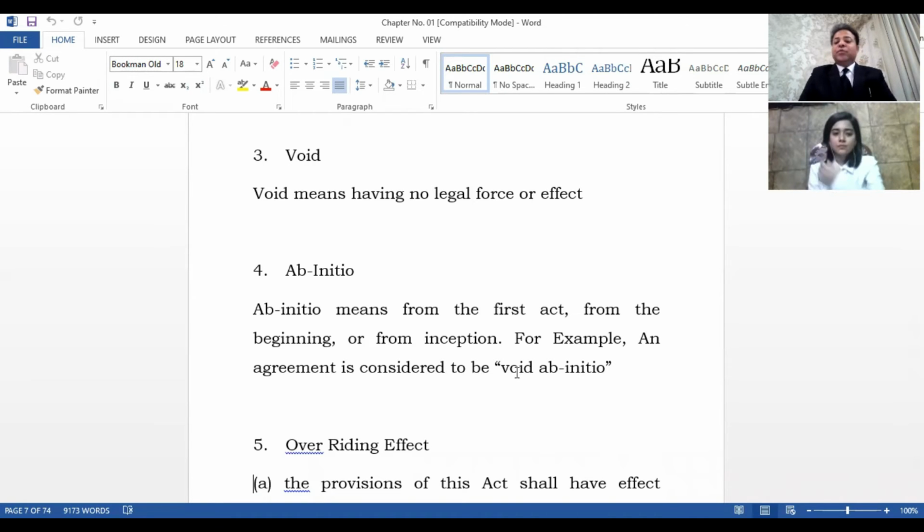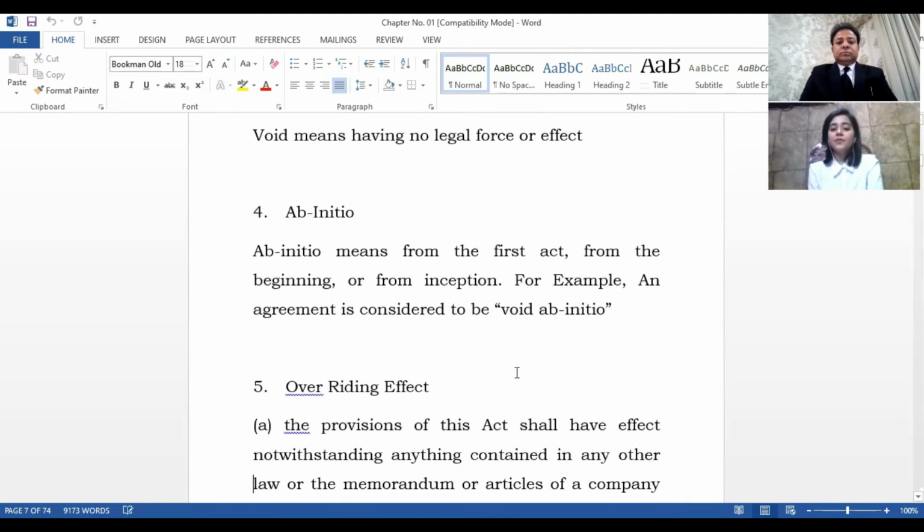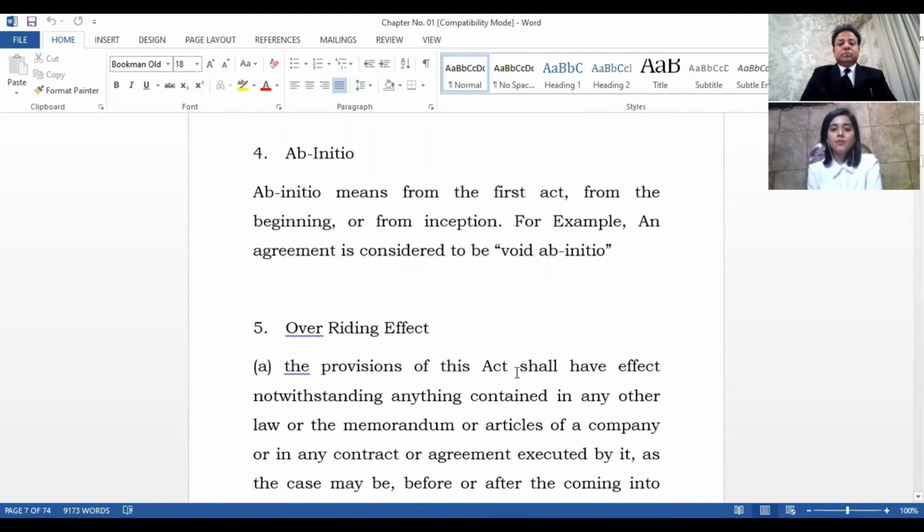Next, please, number 4. Ab initio. Ab initio means from the first act, from the beginning, or from inception. For example, an agreement is considered to be void ab initio.